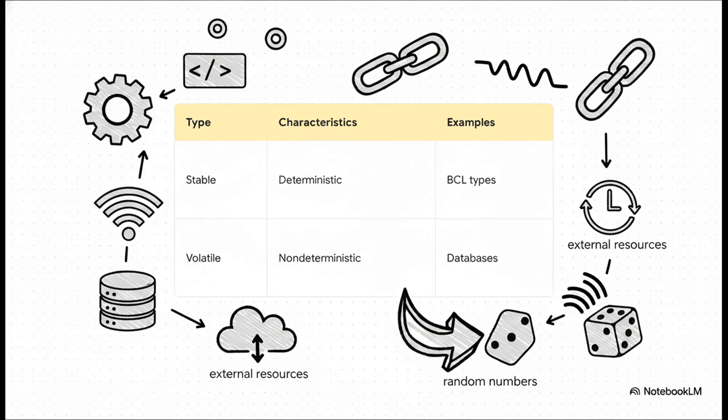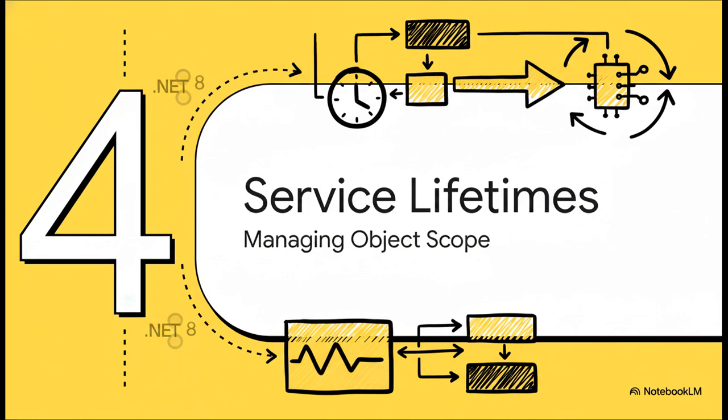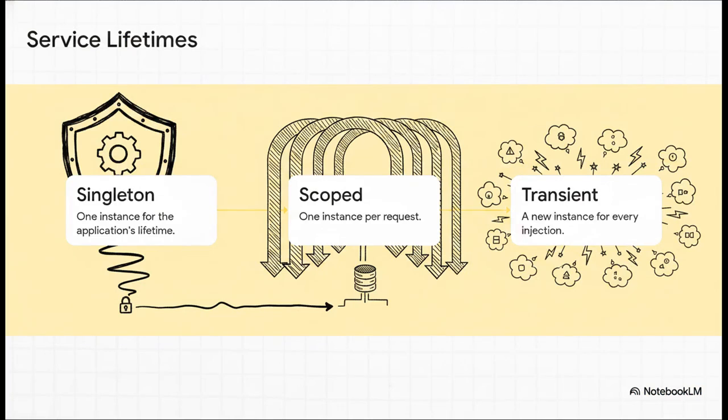and flexibility. Section 4, Understanding Service Lifetimes. Managing Object Scope in .NET 8. Okay, in .NET 8, you have 3 primary lifetimes to choose from. And heads up, this is pretty much a guaranteed question in any ASP.NET Core technical interview, so pay attention.